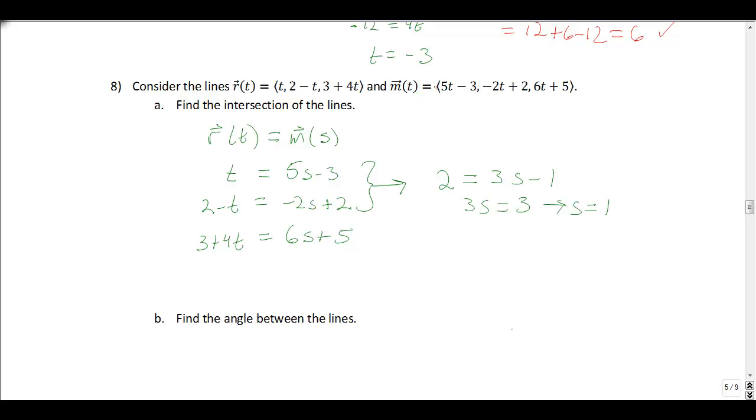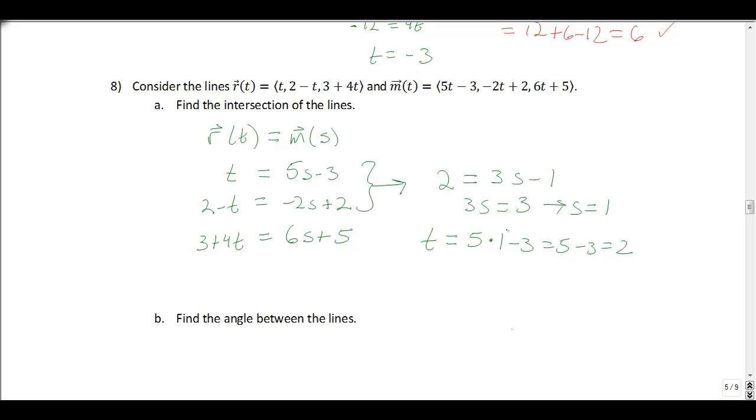Now to find t, I can plug this s into one of these equations. How about the first one, because it's already solved for t. So t is 5 times 1 minus 3. It's 5 minus 3, so t is 2. If s is 1, t is 2. So the claim is that if we have a solution, it has to be when s is 1, that is, m(1) equals r(2).